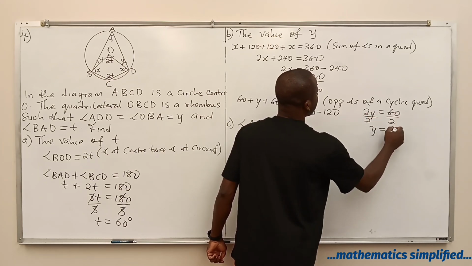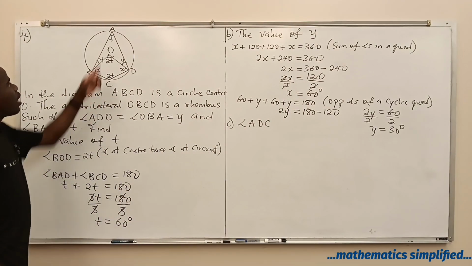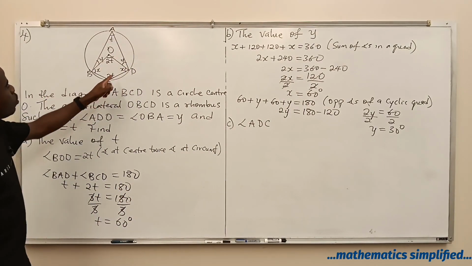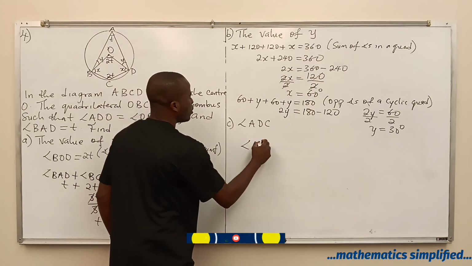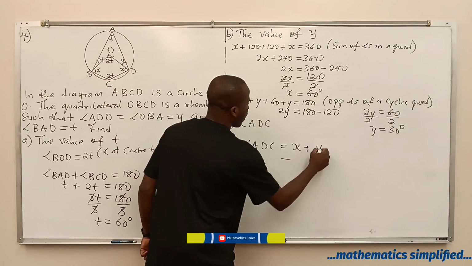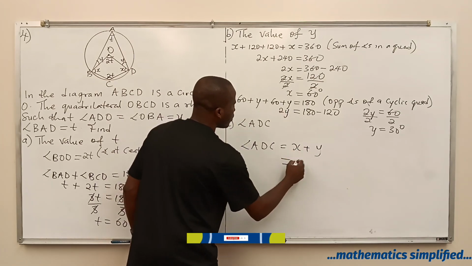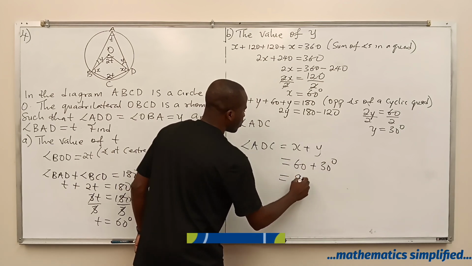Y equals 30 degrees. Now finally, what is angle ADC? Angle ADC will be X plus Y. What is our X? X is 60 and Y is 30 degrees. So this will give us 90 degrees.